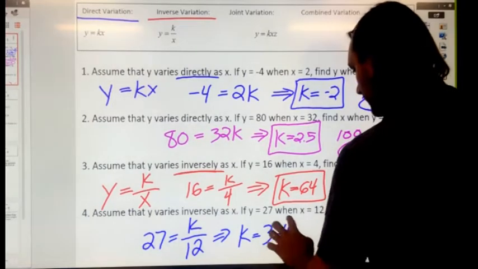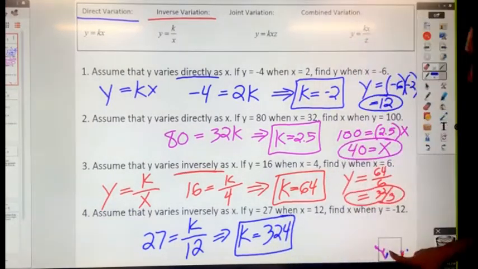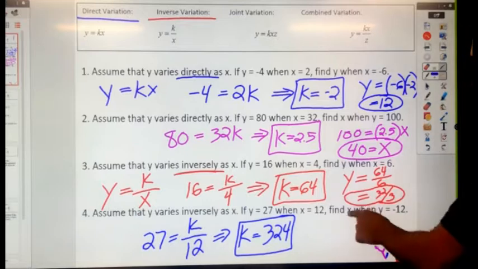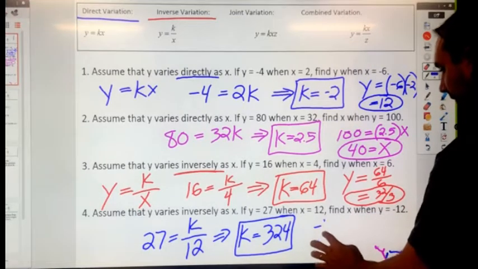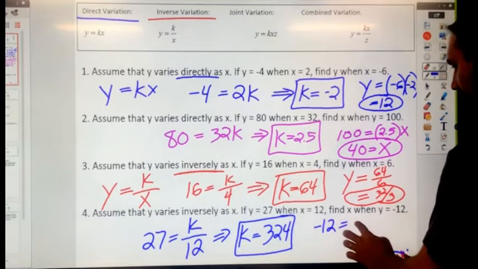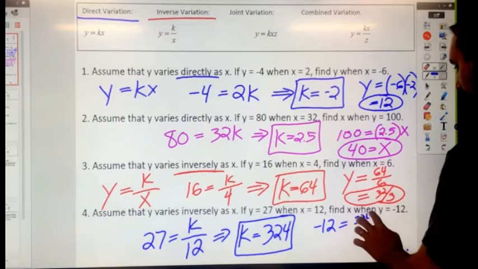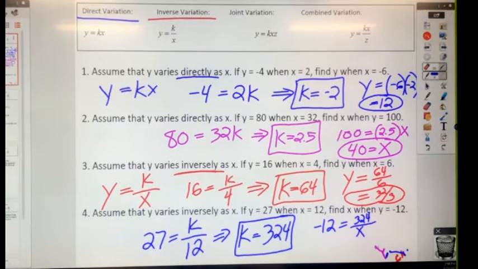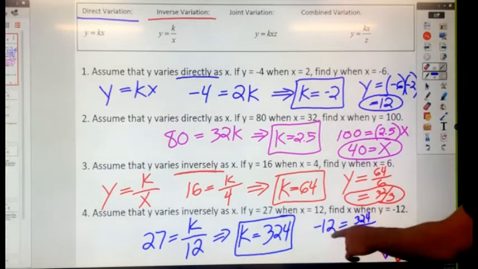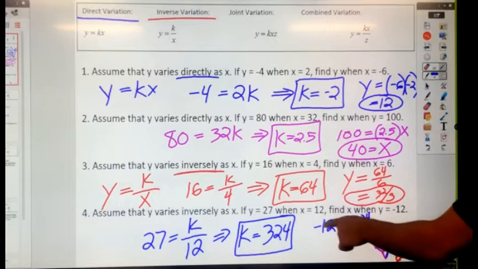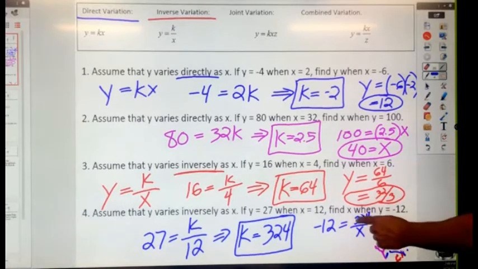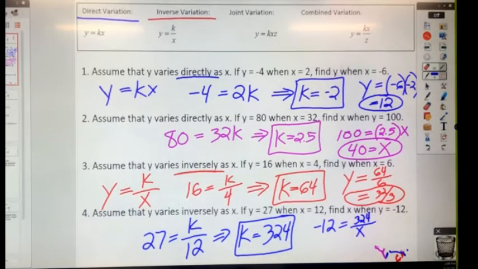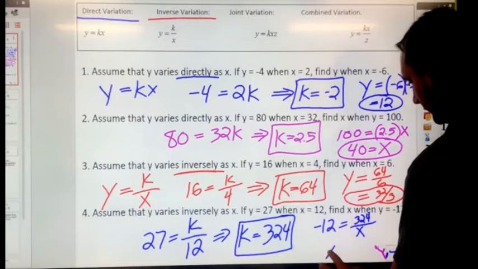And I divided that by negative 12. Now, find x when y is negative 12, so negative 12 equals k, which is 324 over x. Make sure I did that right. You can cross multiply. I'm going to multiply negative 12 by x. Then I have to divide by that negative 12, so 324 divided by negative 12. That makes 27. That sounds about right. Yep, x equals negative 27.